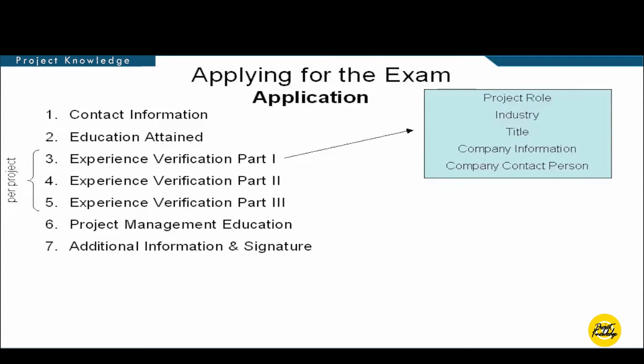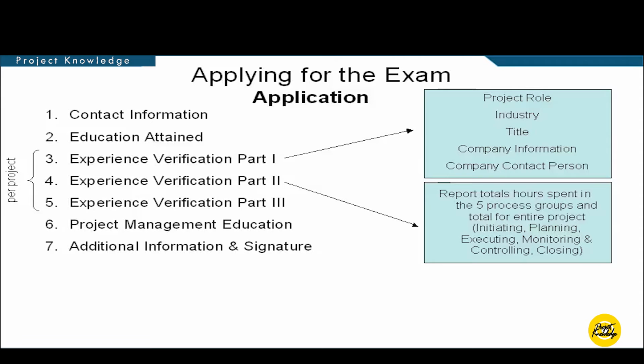Part 1 is fairly straightforward, which is the company background and information that the project was under. Part 2 requires that you document the total hours spent for the project within each of the 5 process groups. As a reminder, it's not necessary to touch on all of the 5 process groups for each of the projects.